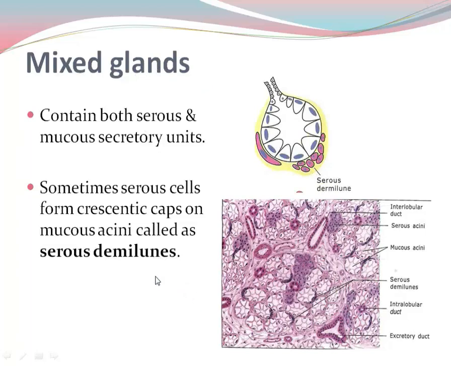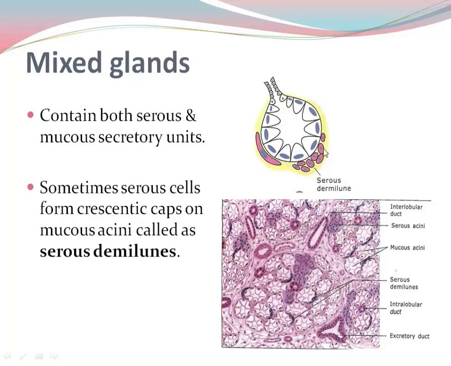Mixed gland. Here you will find some cells are serous producing and some are mucus producing, so there is no such distinction you will see here. Now in this color photograph, if you carefully observe, some are dark colored structures and some are light colored structures. So these are the mixed glands and contain both serous and mucus secretory units. Sometimes serous cells form concentric caps on the mucous acini, called serous demilunes.